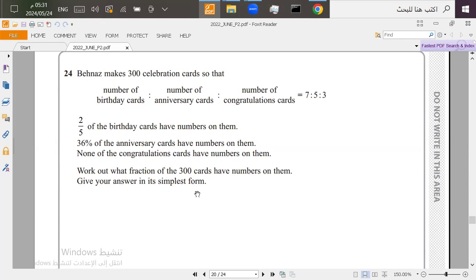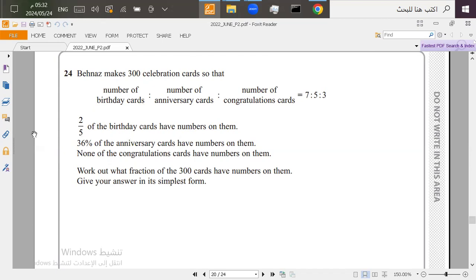So basically, the steps: first thing we're going to do, we're going to find the number of each card. And then we're going to find the number of the cards that have numbers on them, this one and this one. And then we're going to add them together and divide them by 300. We need it as a fraction, so we're not going to multiply by 100.